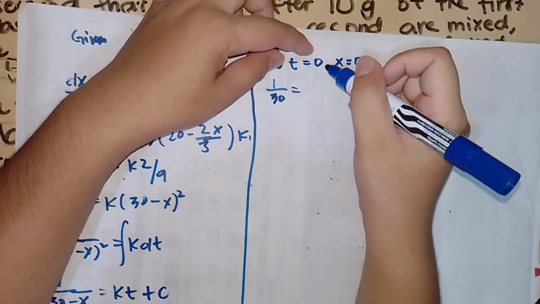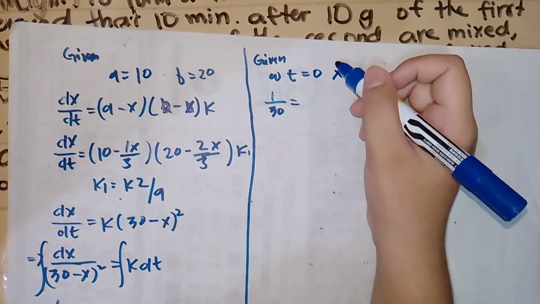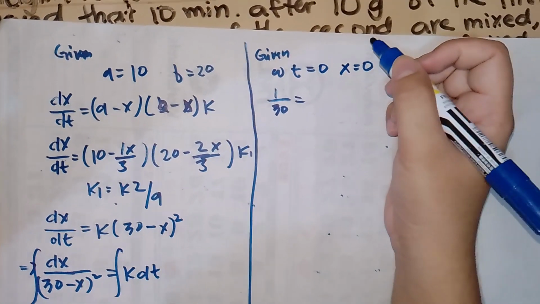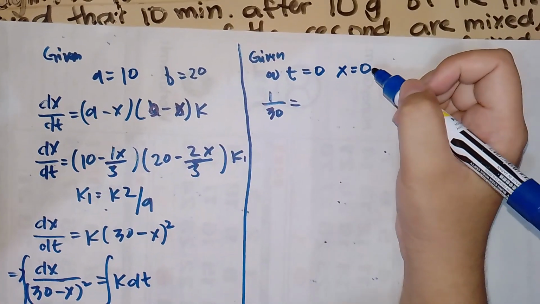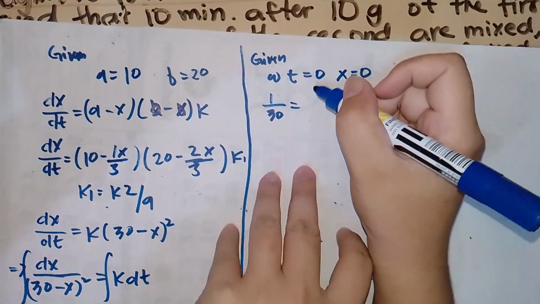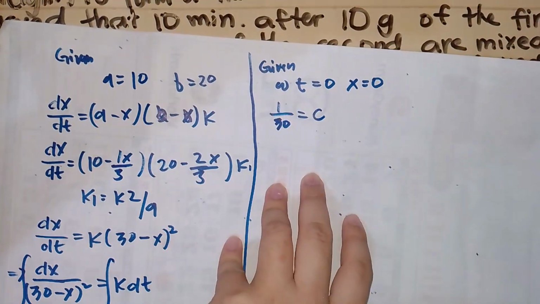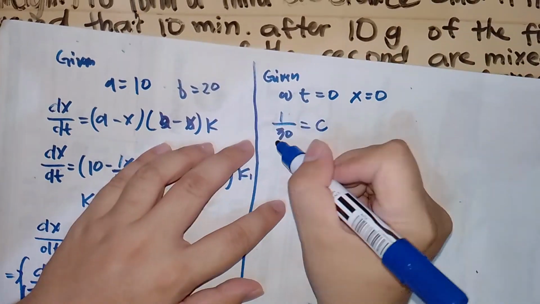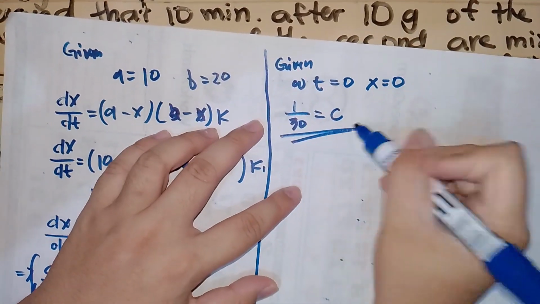And for k times t, since the value of t is 0, times k is 0. So we are left with c. Now the value of c is equal to 1 over 30.